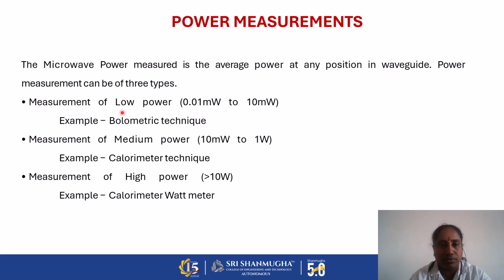And power measurements. The power measurements are divided into three levels. First one, low power, medium power, and then high power. For low power, the range is up to 10 milliwatt. For medium power, the power level is up to 1 watt. And for high power, it is greater than 10 watt. So according to the power levels, we can choose the power measurement methods for the microwave setup.